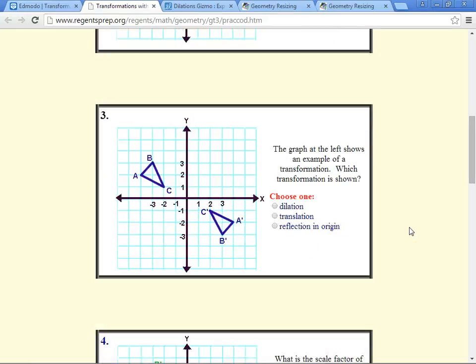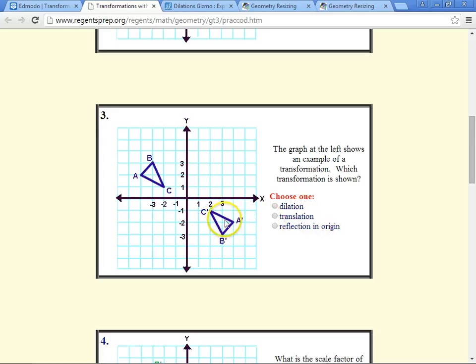Great questions here. They incorporate all transformations. It says the graph at the left shows an example of a transformation. Which transformation is shown? Is this a dilation? Well, to me, it certainly doesn't appear as a dilation, as the pictures, at least to the eye test, appear to be the same size.